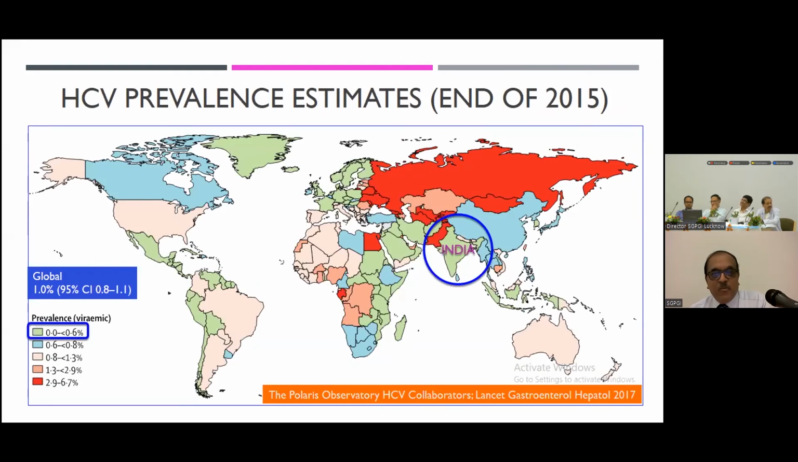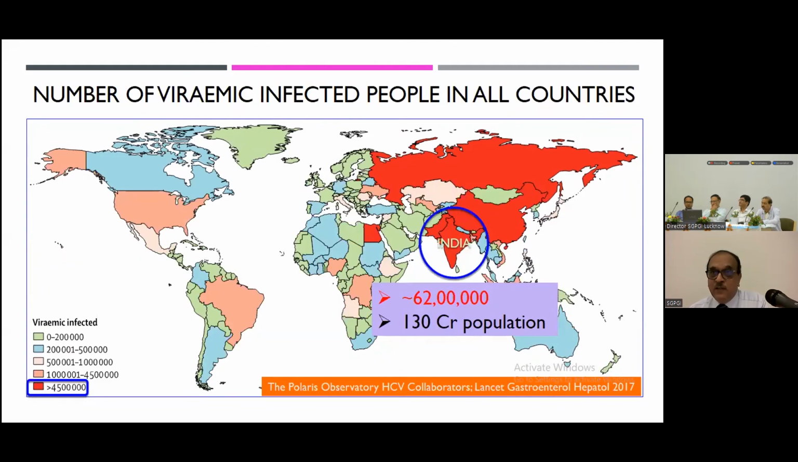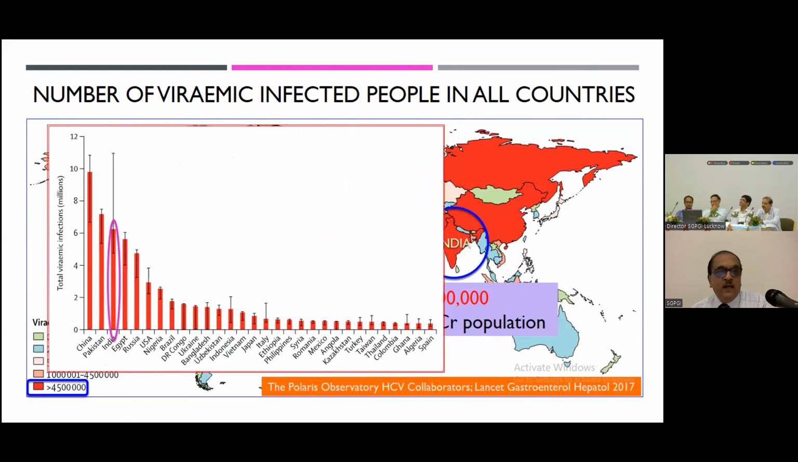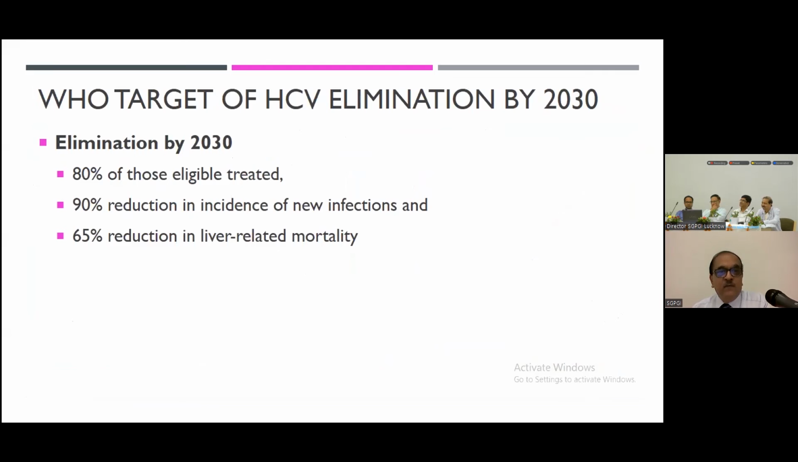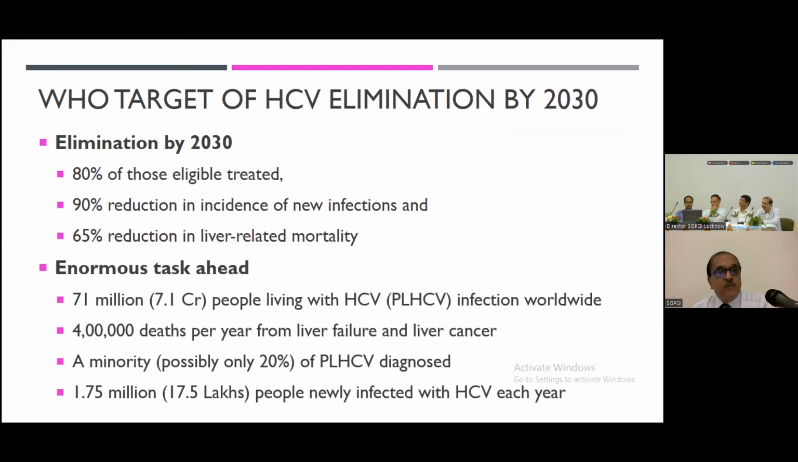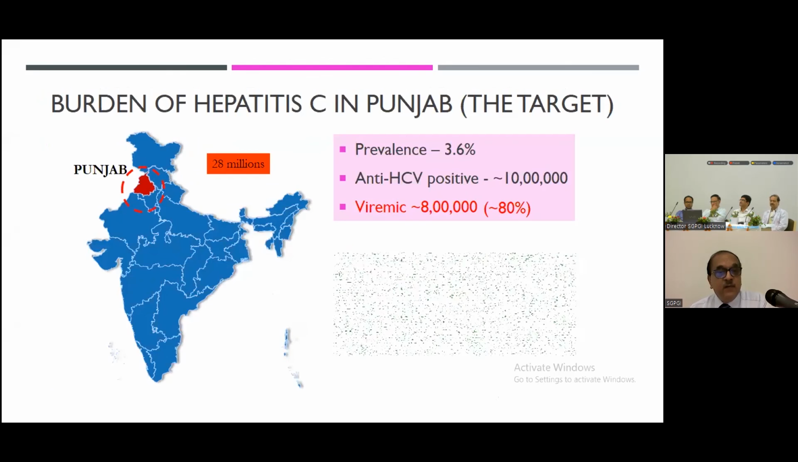Of the program. India, I have told you, is a low prevalence country, only 0.6% if you see the green. But with a population of 130 crore, it becomes a huge burden in India, that is 62 lakhs, 6.2 million also. And that is only third after China and Pakistan. So we have to treat this burden. That's why we have the National Viral Hepatitis Control Program. And Professor Tripathi has already told what are the targets for the elimination by 2030. It is an enormous task, but we can do it.